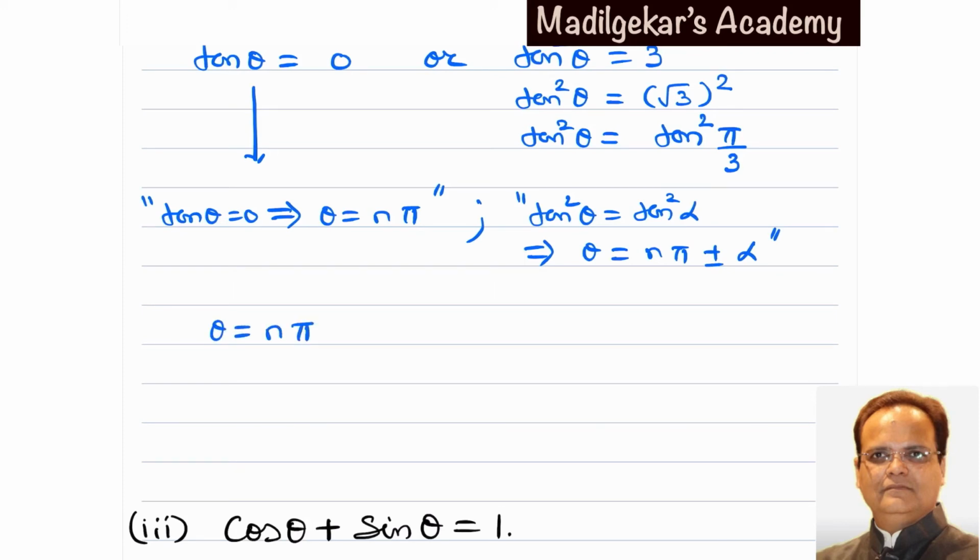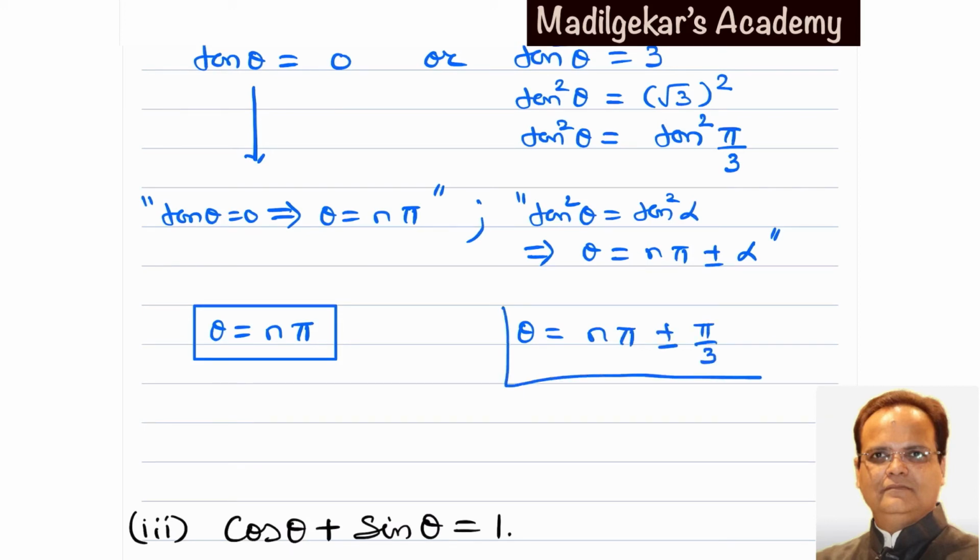theta equals n pi, and from here theta is n pi plus or minus pi by 3. So these are the required general solutions.